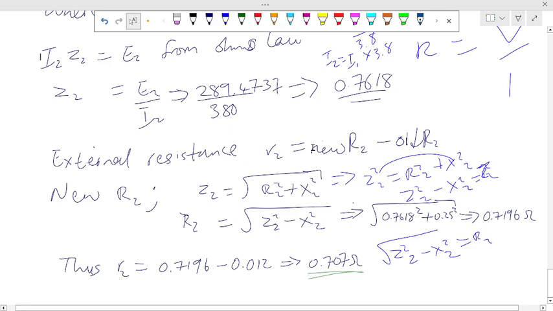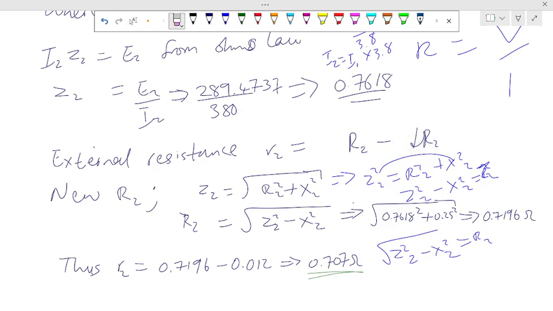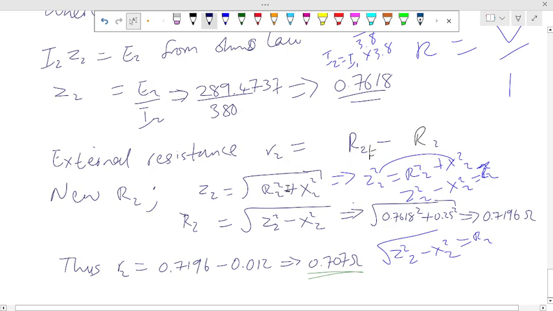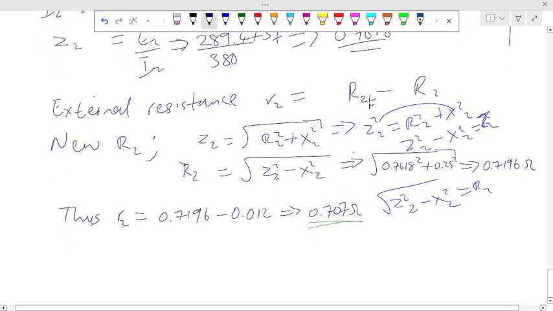Okay, then our new resistance, minus what? The old one, or you can say total resistance minus the old resistance. Let me just use total here. Whichever way you use to represent it is okay. Alright, so let me just use total here. R2 total.